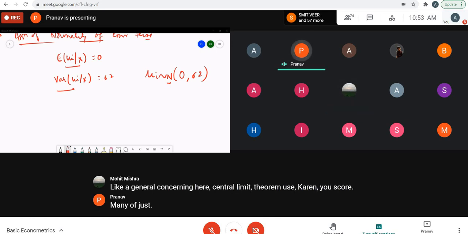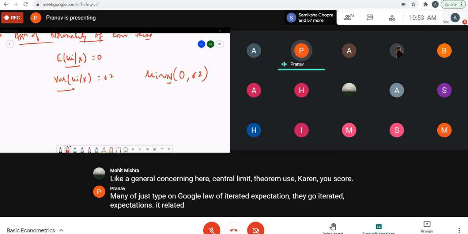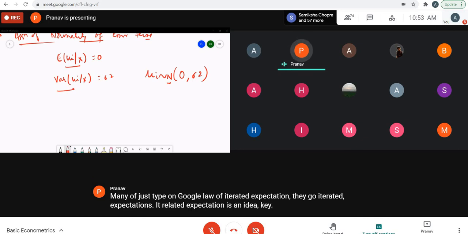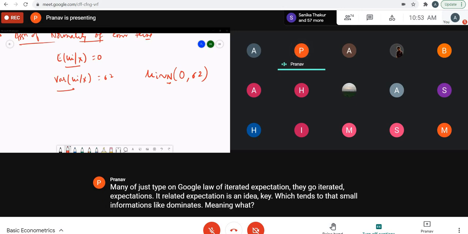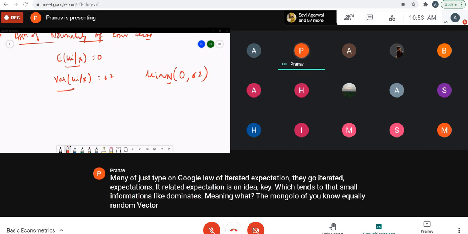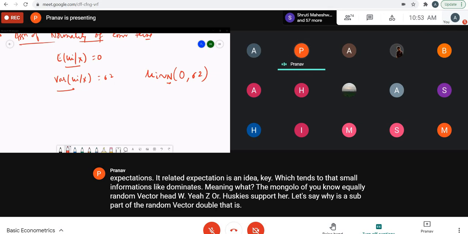नहीं, just type on Google law of iterated expectation. देखो, iterated expectation क्या है डियर? Iterated expectation is an idea which tells you that the smaller information set dominates. Meaning what? कि मान लो एक कोई random vector है W या Z, और उसका एक sub part है, let's say y is a sub part of the random vector W. That is, if you know W, you also know y. That's the main part of it.